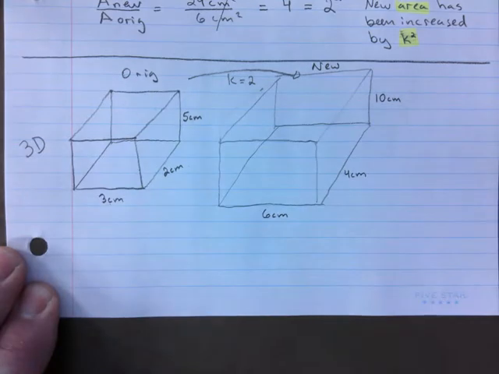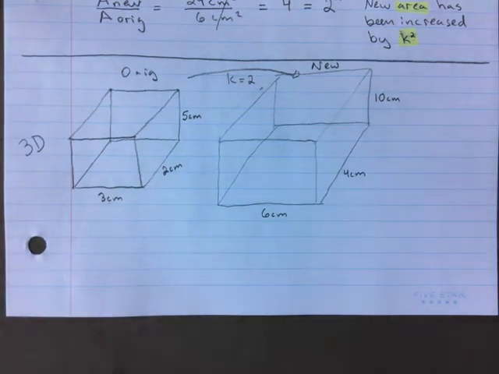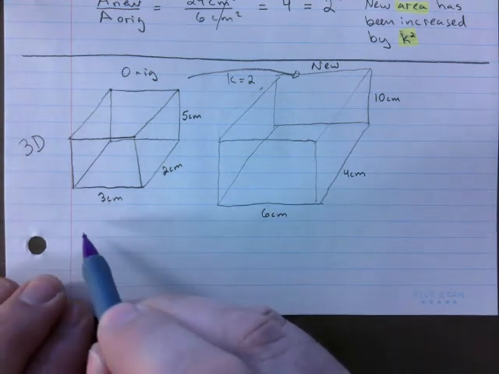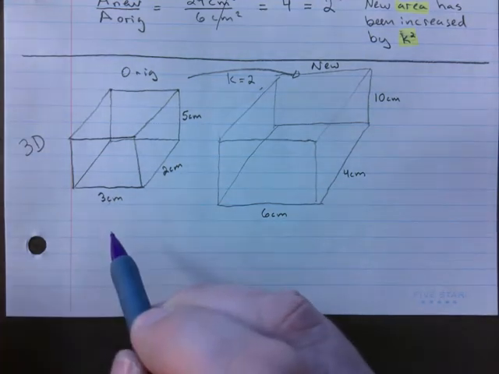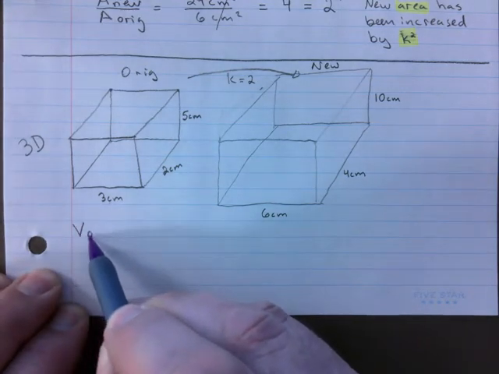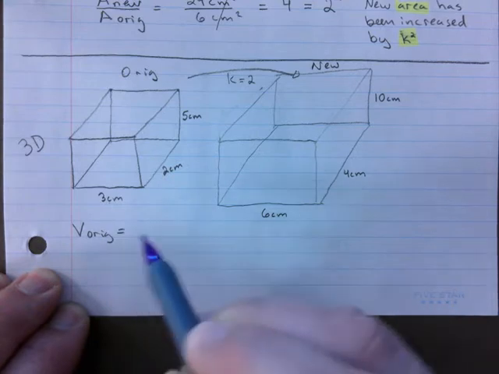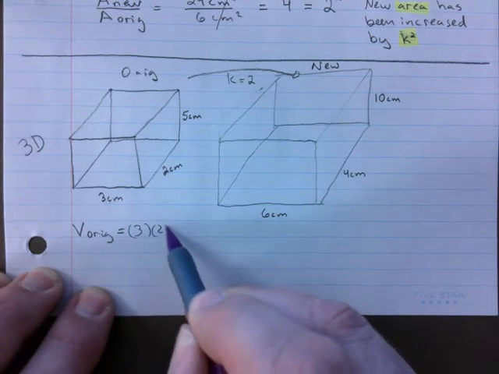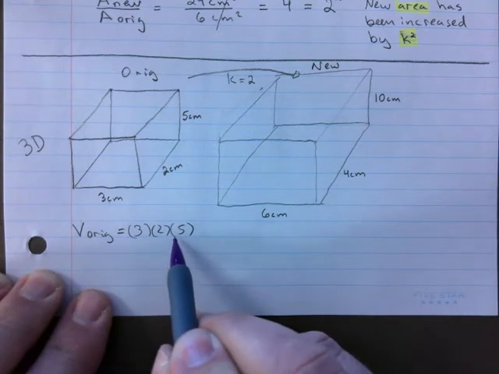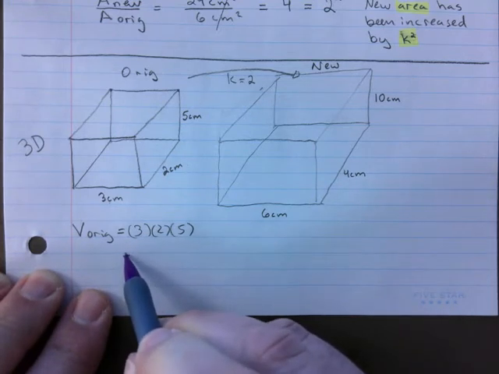3D. This is the 3D section, okay? Please hang in there till the end. So 3D, you're thinking volume, right? So volume of the original is going to be 3 times 2 times 5. 2 times 5 is 10, times 3 is 30.